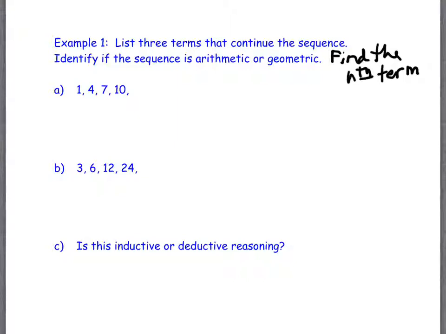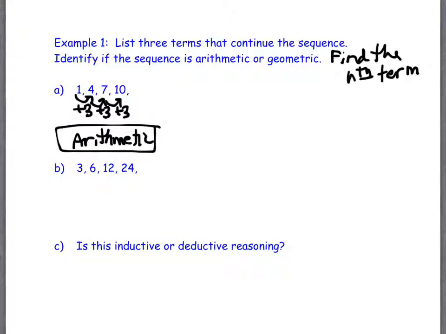All right, so the first things we're going to do are the ones that are printed, though they're in blue on the screen. So the first one, 1, 4, 7, 10. How do I get from one number to the next? Add 3. Because I add 3, what kind of a sequence is this? Arithmetic. Excellent.